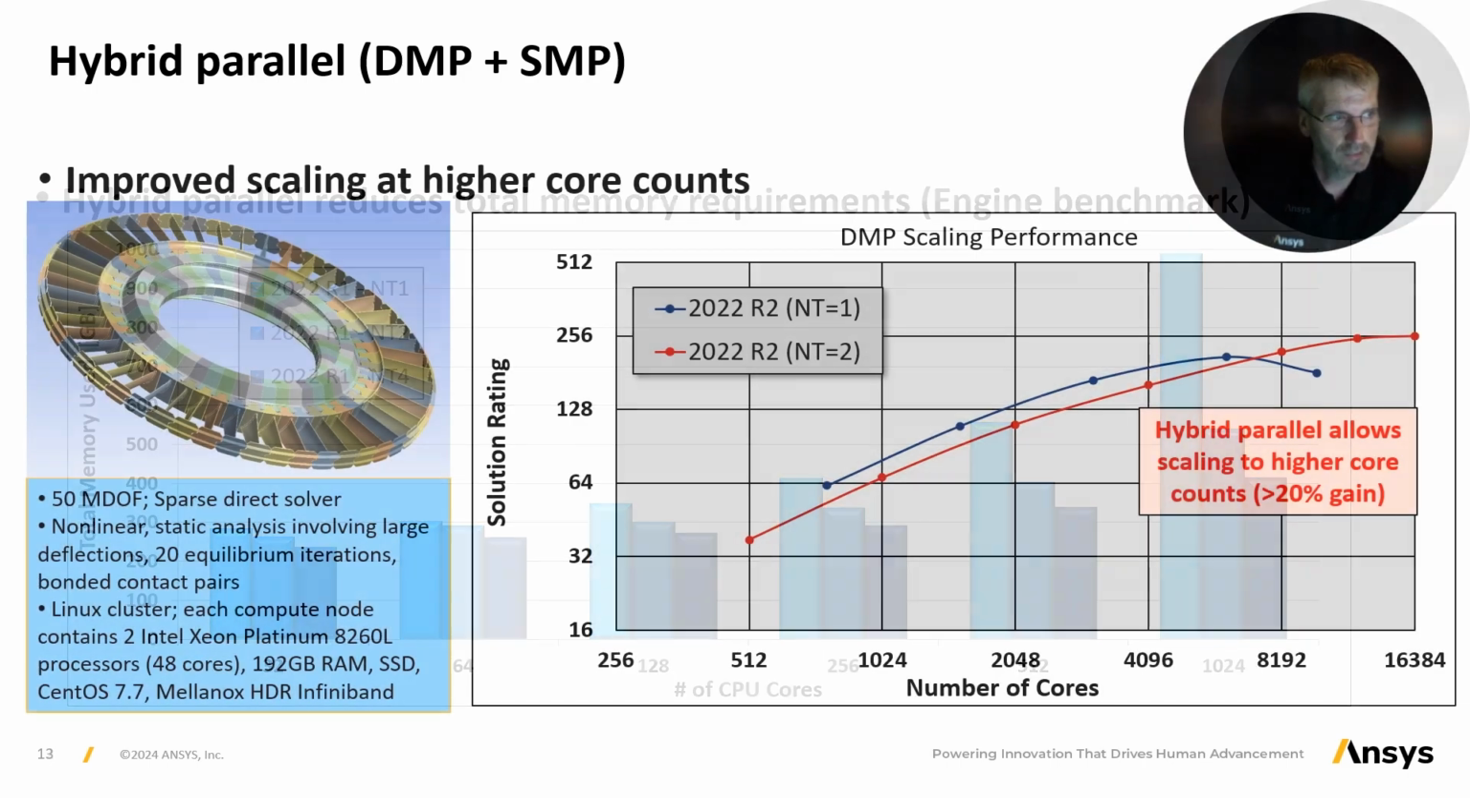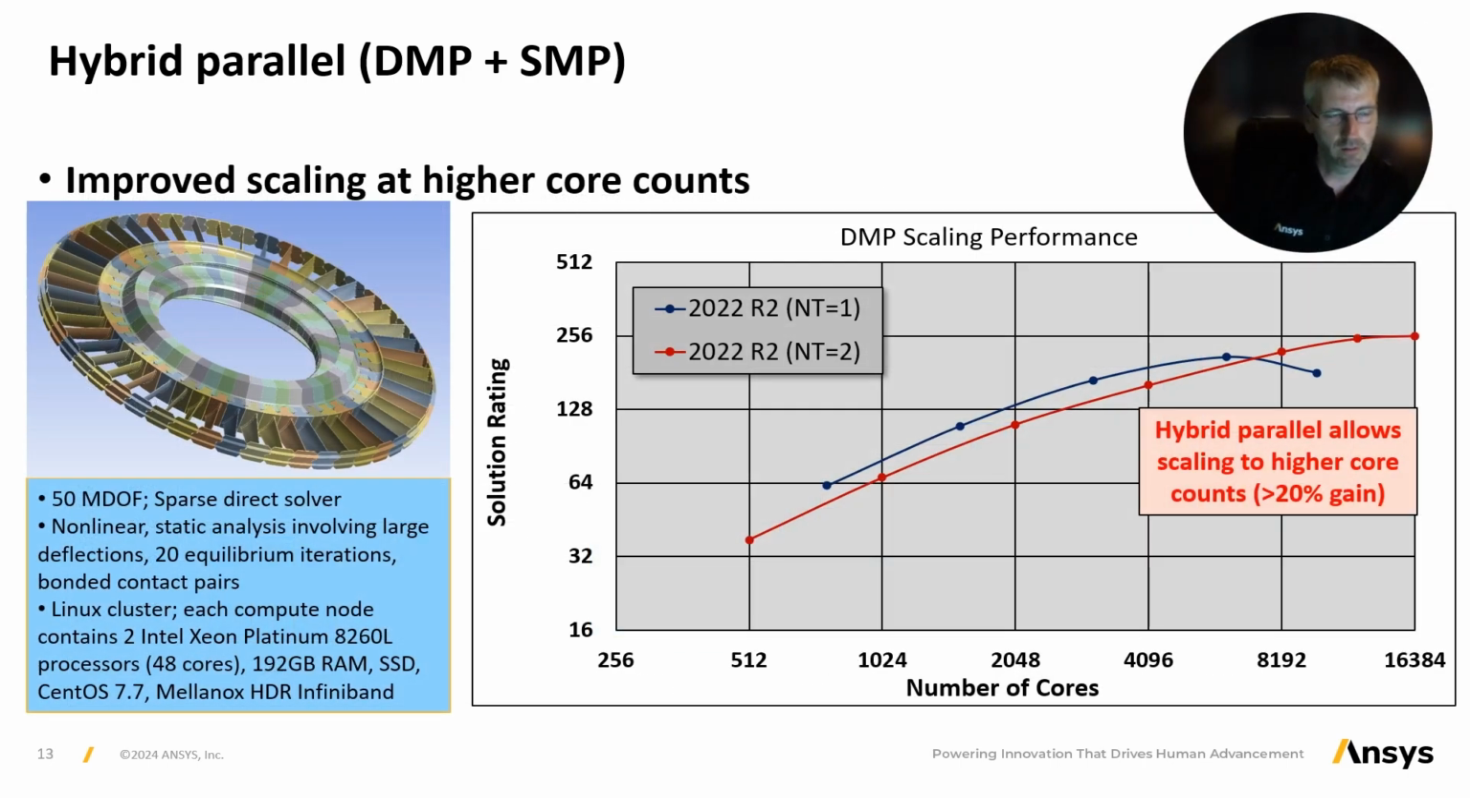Right, so this slide shows a benchmark model that we ran on a cluster at Intel. So here we're solving a 50 million degree of freedom turbine model. It's a nonlinear, static analysis with large deflections. It does 20 equilibrium iterations. It has bonded contact pairs. And we are solving this on a cluster at Intel called the Endeavor cluster. And here it had 2 Intel Xeon processors on each compute node, a total of 48 cores on each compute node, 192 gigabytes of RAM, Linux, and Mellanox HDR InfiniBand.